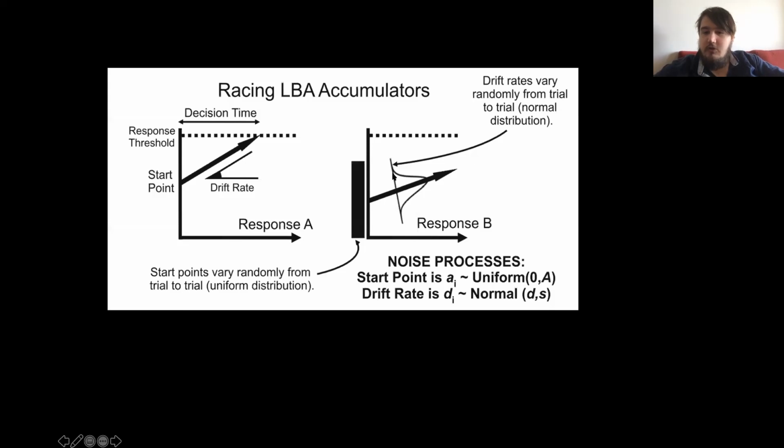And so for those who don't know what I mean by absolute evidence, here's a very quick look at the LBA. There's a lot of noise on this slide, so don't look at it. But the main point is that you've got these 2 separate accumulators, right? You've got an accumulator for response A and an accumulator for response B, and they're accumulating separately, right? Until one hits a threshold and a decision is made.